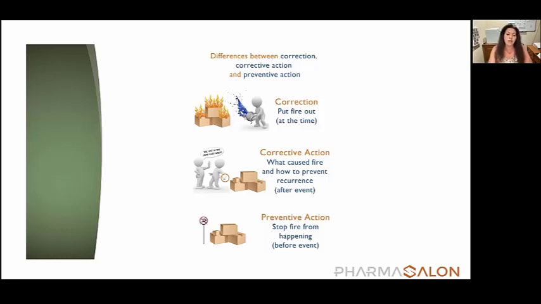If you see the circle around the little guy's hand here, it looks like he's holding a cigarette. So: no smoking near these boxes. A preventive action is to stop the fire from happening before the event. You don't wait for that fire to happen. Automatically in your warehouse space, you have a no smoking rule. So that is a twofold preventative, because after the correction, they're going to state no more smoking here. Now the preventive action is having the sign.